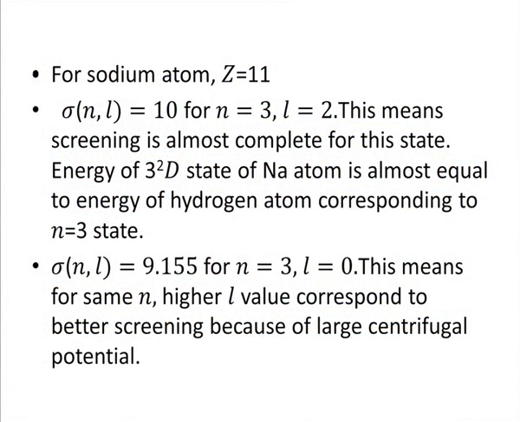For sodium atom, Z is 11, sigma NL is 10, for n is equal to 3, L is equal to 2. This means screening is almost complete for this state. Energy of 3 2D state of sodium atom is almost equal to energy of hydrogen atom corresponding to n is equal to 3 state, and sigma NL is equal to 9.155 for n is equal to 3, L is equal to 0. This means that for the same n, higher L values correspond to better screening because of the large centrifugal potential.